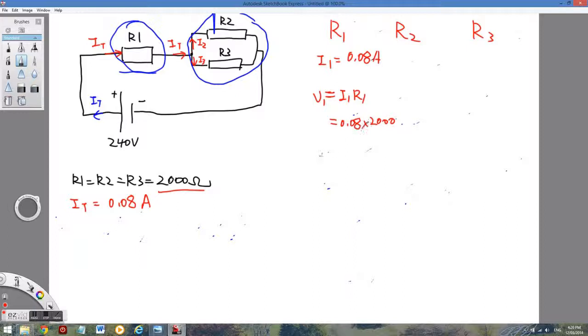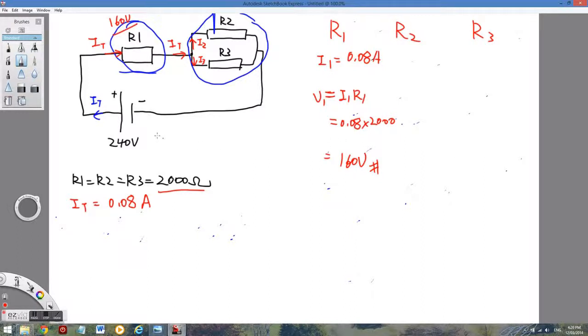Do your math using your calculators. I think it's going to be 160 volts. Yep, that should be it. Now I have 160 volts here.